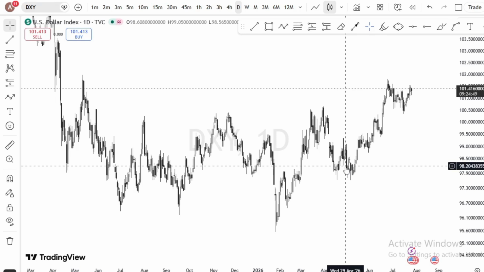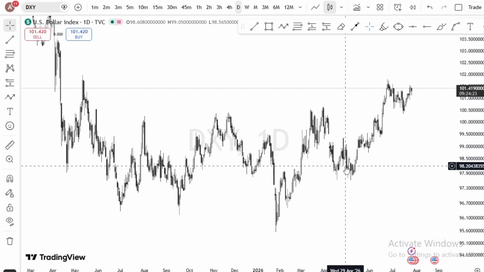Today I want us to do a top-down analysis on the dollar index. Dollar index is DXY. So dollar index tells us the strength of the US dollar. If dollar index is technically and fundamentally bullish, which means the US dollar is strong. And if dollar index is technically and fundamentally bearish, it means the US dollar is weak.